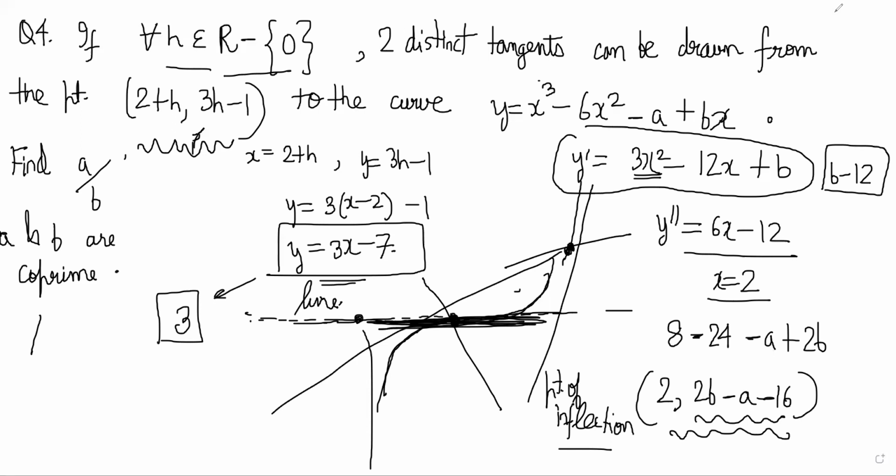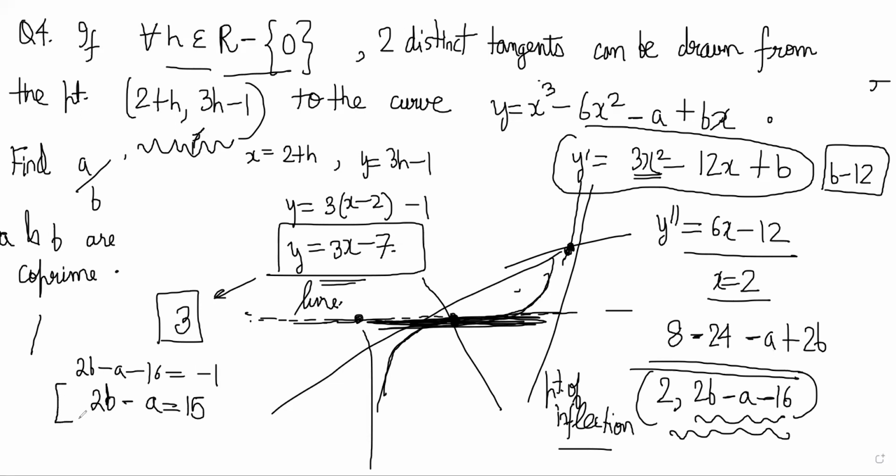It has to be something special that only one tangent is possible. Only one tangent is possible if it is an inflection point here, and the line itself is the tangent at that point. So if that is the case, then this point of inflection is (2, minus 1) only. So you'll get an equation: 2b minus a minus 16 is minus 1. So 2b minus a is equal to 15, right?